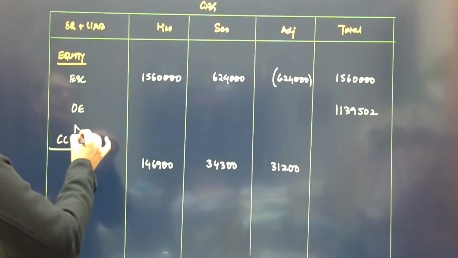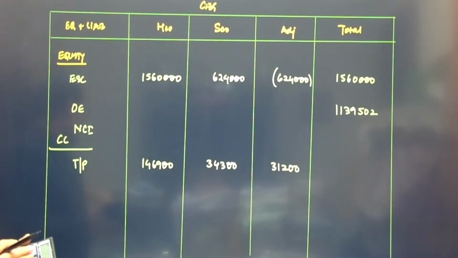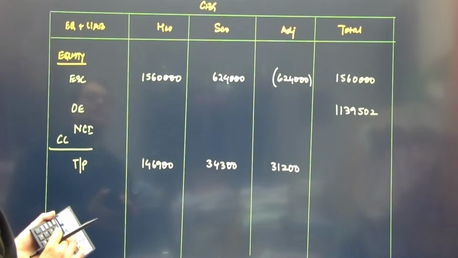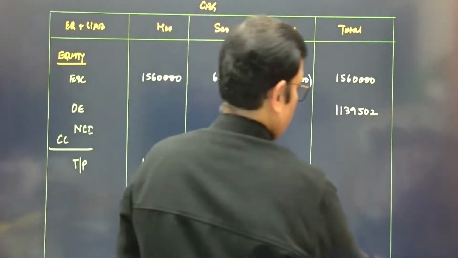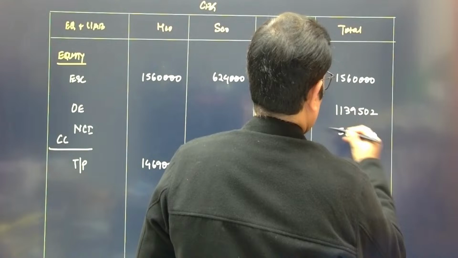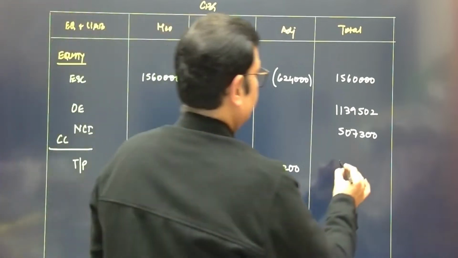And lastly, I think we forgot we need to take the NCI. So what was the NCI also? Let's take that. What was the NCI? Step number 5, 4, 4. It is 5,07,300. 5,07,300. Okay, yes, sir, great. And then we can get the trades payable as well. I think that's 212,400.